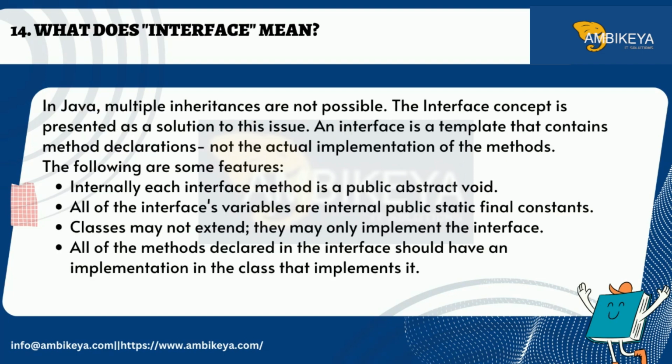What does interface mean? In Java, multiple inheritance is not possible. The interface concept is presented as a solution to this issue. An interface is a template that contains method declarations, not the actual implementation of the methods. The following are some features. Internally, each interface method is a public abstract void. All of the interface's variables are internally public static final constants. Classes may not extend, they may only implement the interface. All of the methods declared in the interface should have an implementation in the class that implements it.